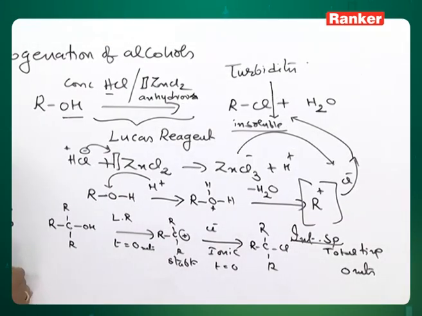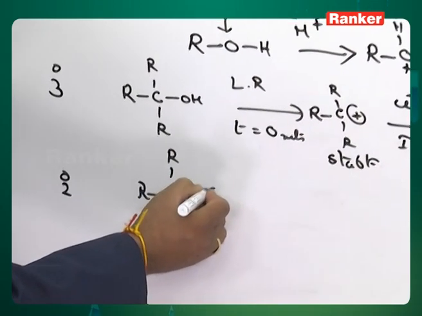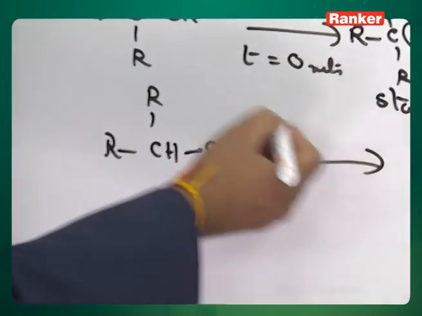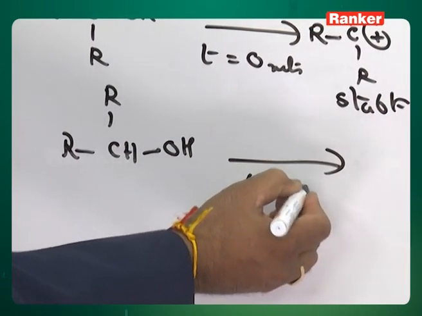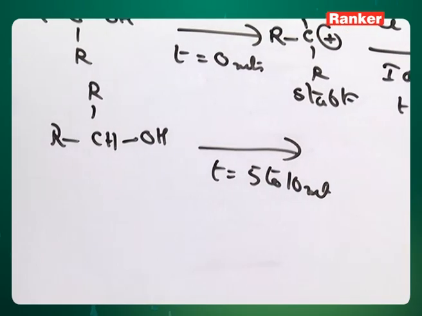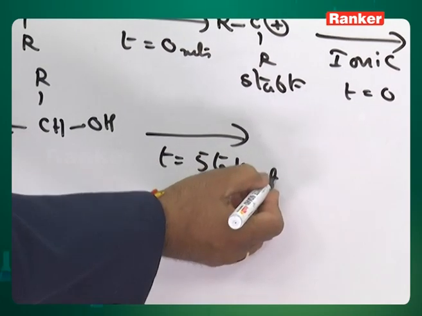Whereas, if you take secondary, what happens? Secondary has a small problem because the stability is not on par with the tertiary. So, the time required for step 1 is 5 to 10 minutes because it is less stable when compared with the tertiary.